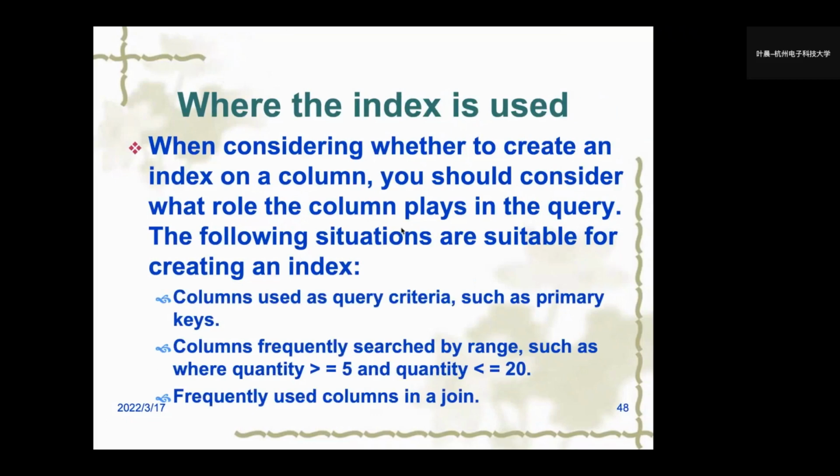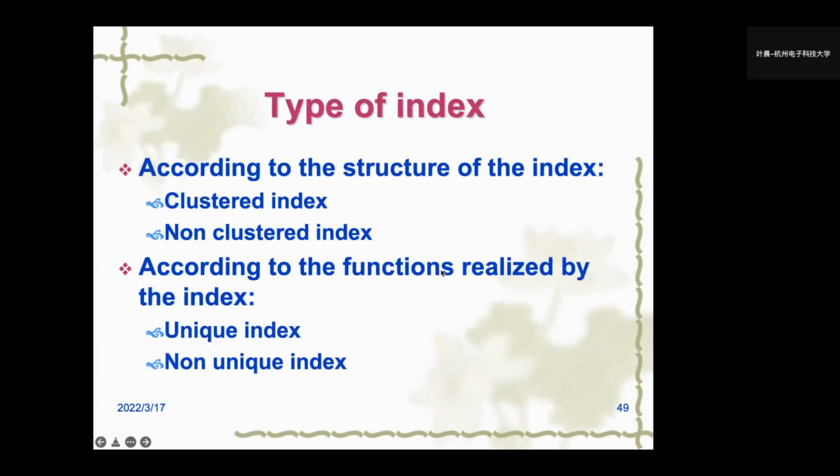The first is the columns used as query criteria, such as primary keys, and also the columns frequently searched by range, such as where quantity is larger than 5 and also smaller than 20. And also the frequently used columns in a join.